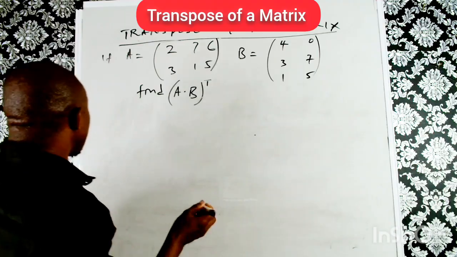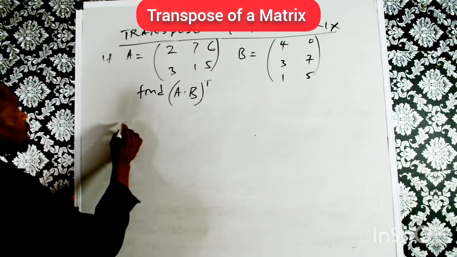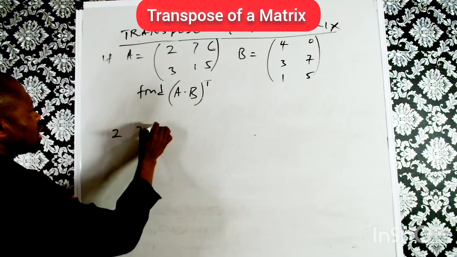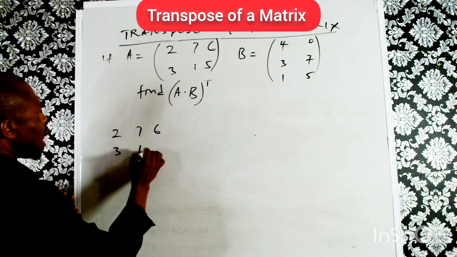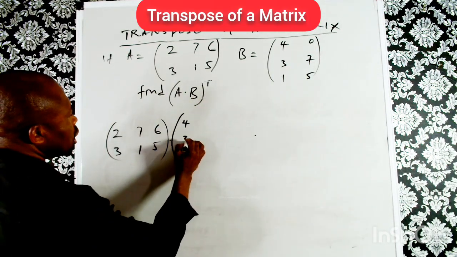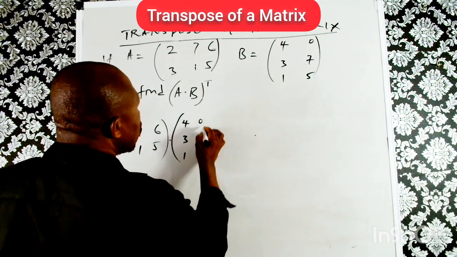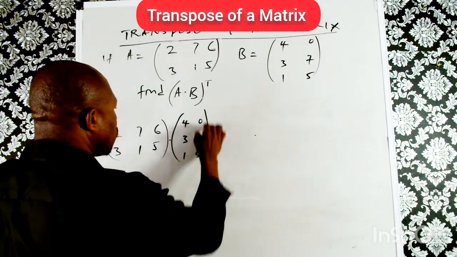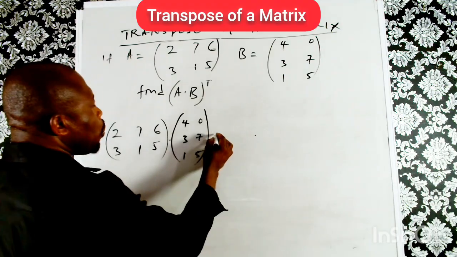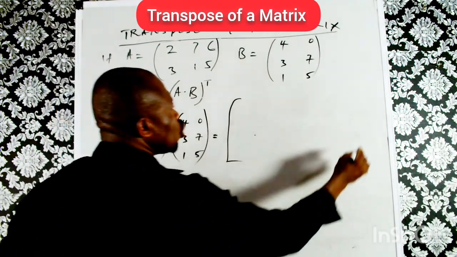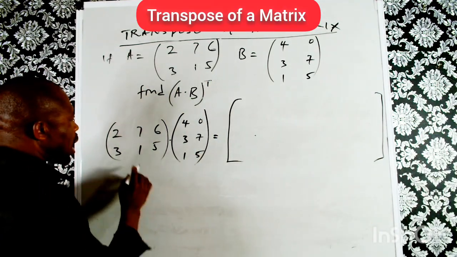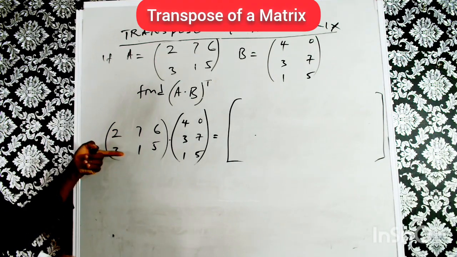Now, let's go. And remember the rule. The rule says we bring this and this together. If we bring this and this together, we have 2, 7, 6, 3, 1, 5, dot 4, 3, 1, 0, 7, 5. This is what we have. And if we have this, open a larger bracket. Open a larger bracket. And if you open a larger bracket, what do we do? Remember, this one is row 1, row 2.